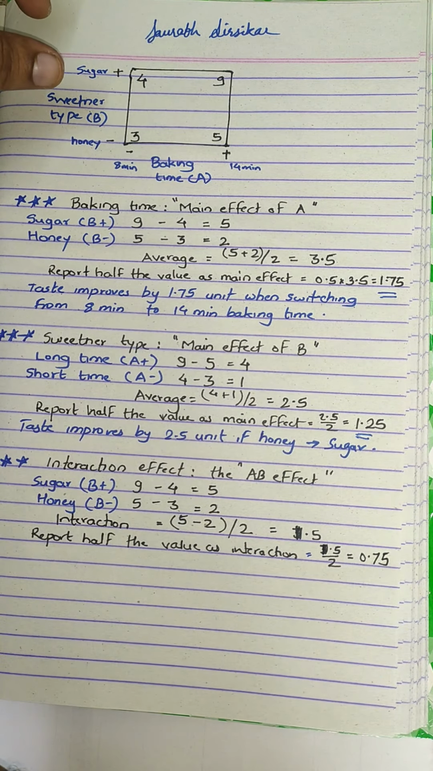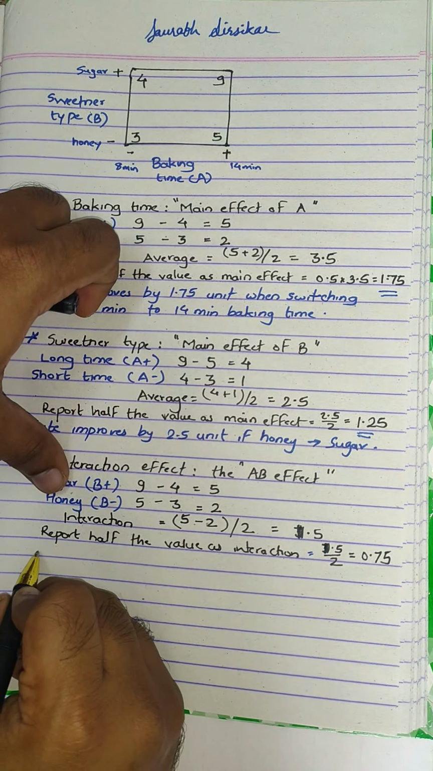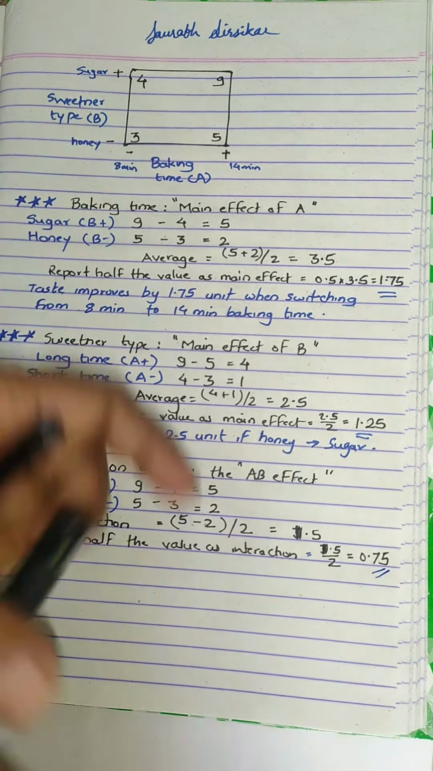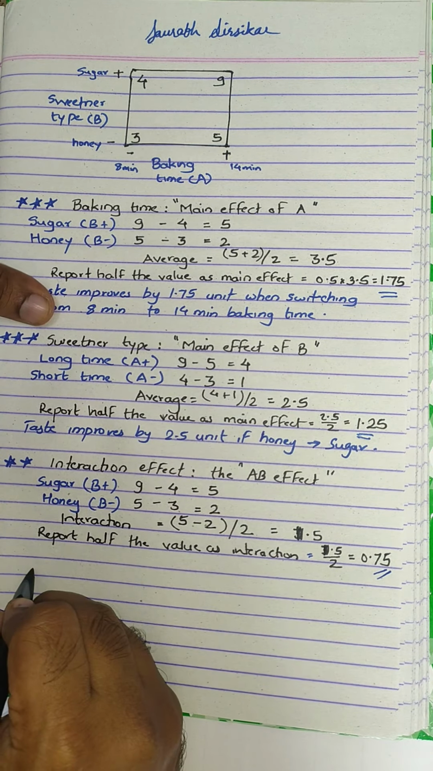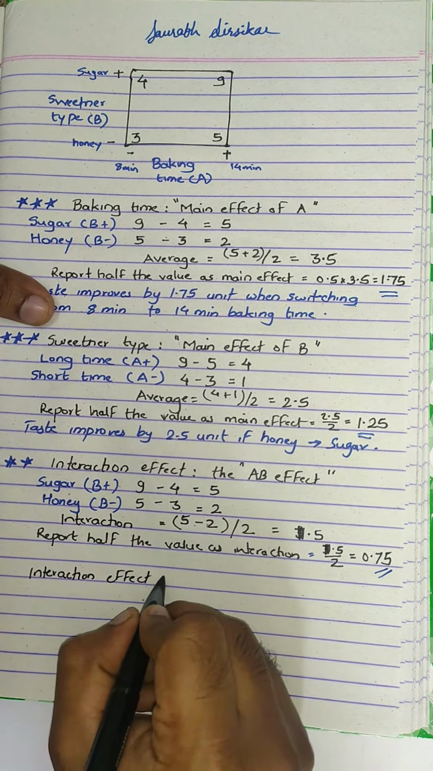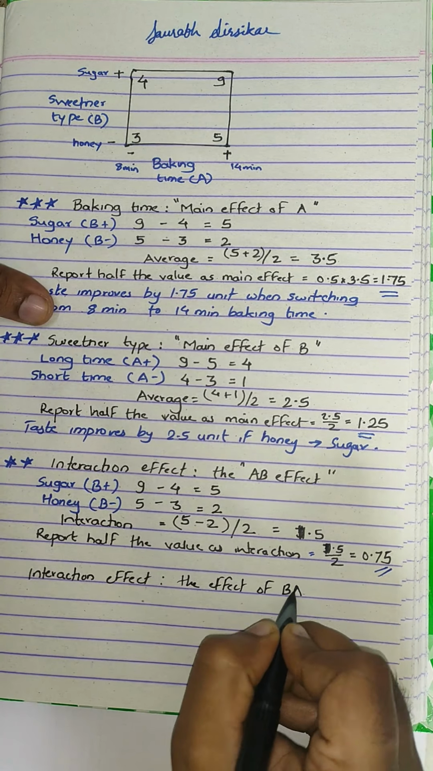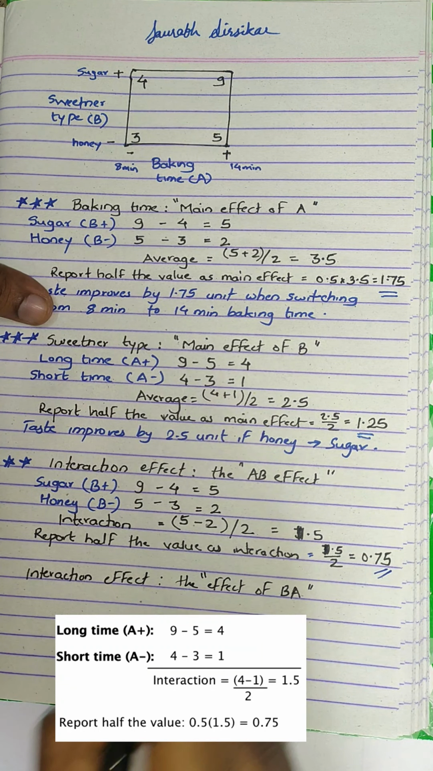Do you remember we said that interactions are symmetrical? So let's try it again by looking at it from the other perspective, that is, compare the difference for factor B at high and low levels of A this time. So the effect of sweetener type at long cooking times is a difference of 4 units. That same difference when using short cooking times is only a difference of 1 unit.